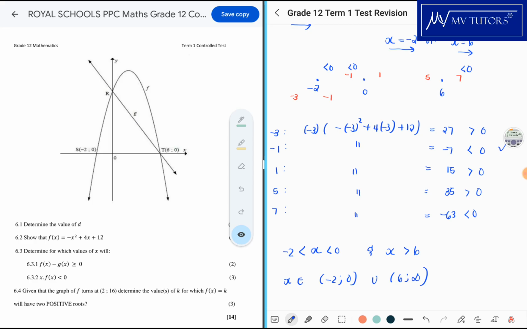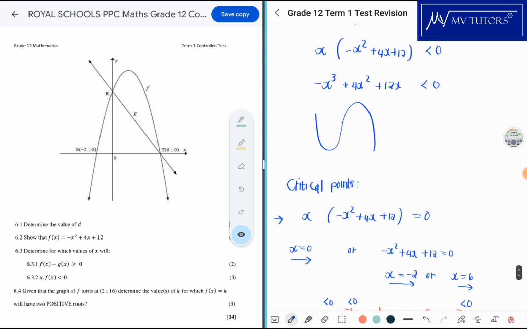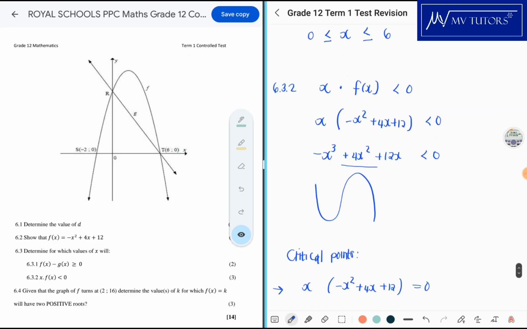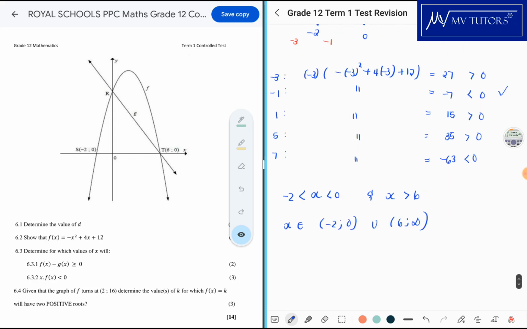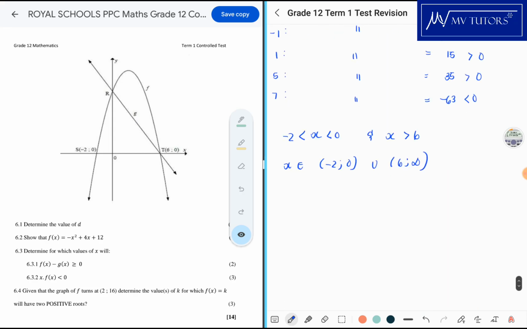Unless if you guys have done cubic functions already, then by all means you can go ahead and work it out from this point onwards and get to see where this function is less than 0. But if you haven't, you can adopt this method, and if you know a quicker way of doing it, please do comment below so that others can also benefit.